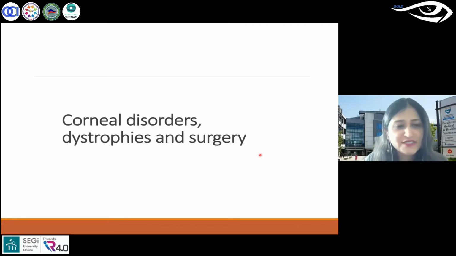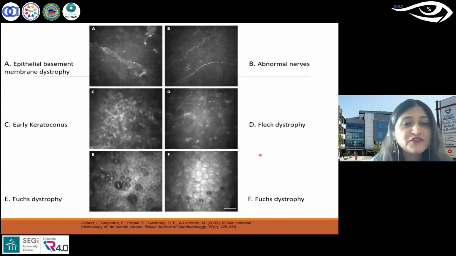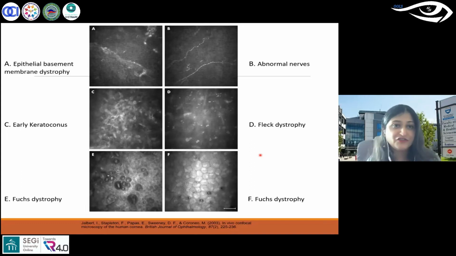Now, where do we use all these tools that are at your disposal? These are, for example, images from a slit scanning confocal microscope. I'm going to talk about certain conditions, dystrophies. What these are specifically is beyond the scope of this almost 1 hour lecture, so I'll briefly mention what each of these are.